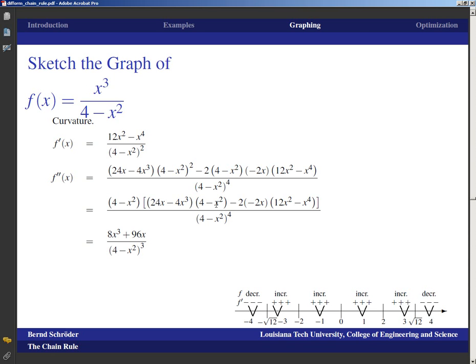We've got negative 24x cubed, and then we have 4x cubed times 4, which is negative 16x cubed, so that gives us negative 24 plus negative 16, that's negative 40x cubed. And then we have negative 2 times negative 2, which is 4, times 12, which is 48, times x squared, which is 48x cubed, and 48x cubed minus 40x cubed, that's 8x cubed.